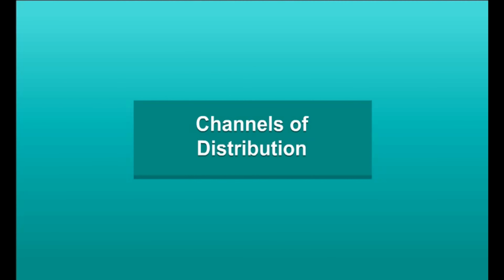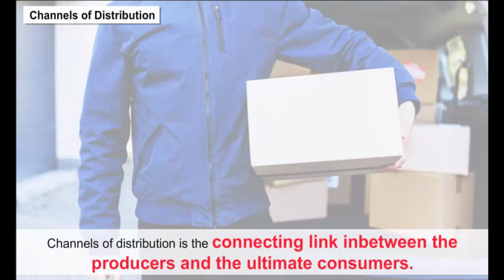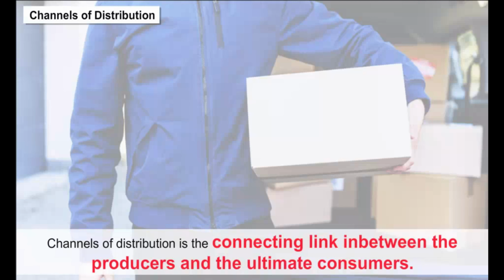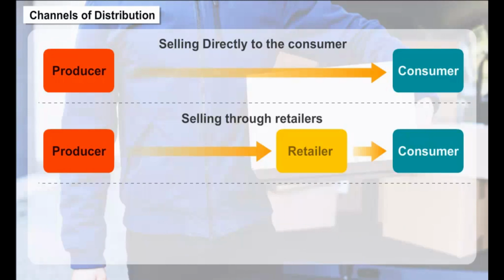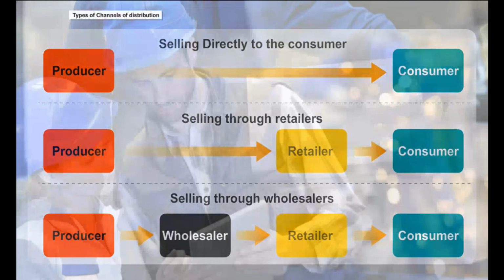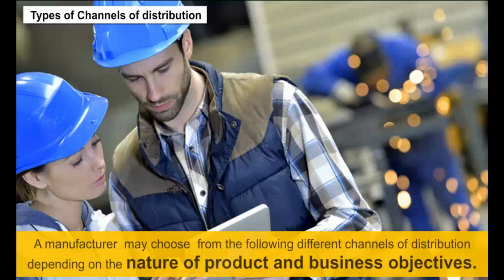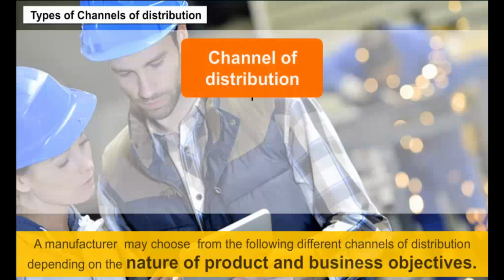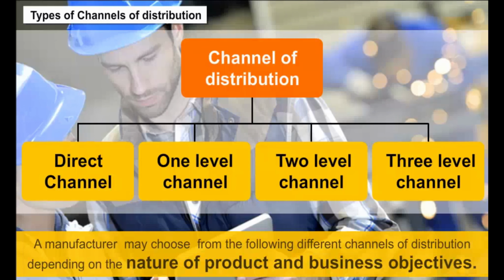Channels of distribution. Channels of distribution is the connecting link in between the producers and the ultimate consumers. Depending on the nature of goods and the geographical area, the length of the channels will differ. Types of channels of distribution. A manufacturer may choose from the following different channels of distribution depending on the nature of product and business objectives.